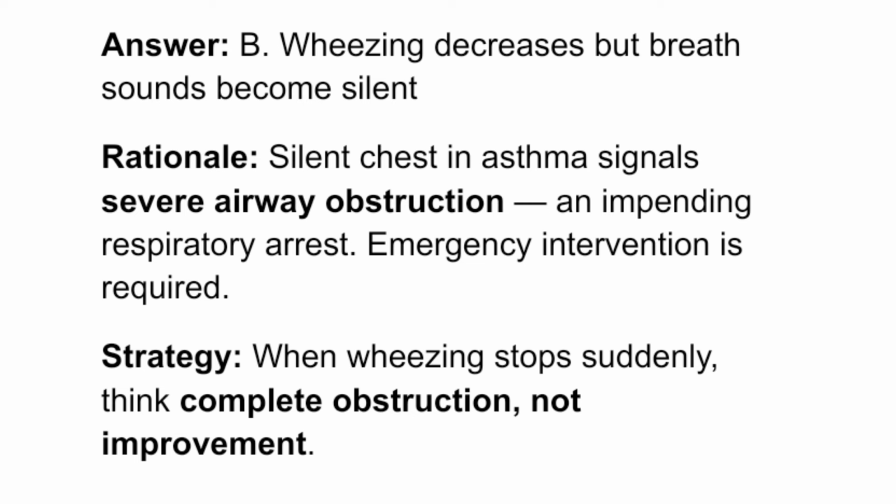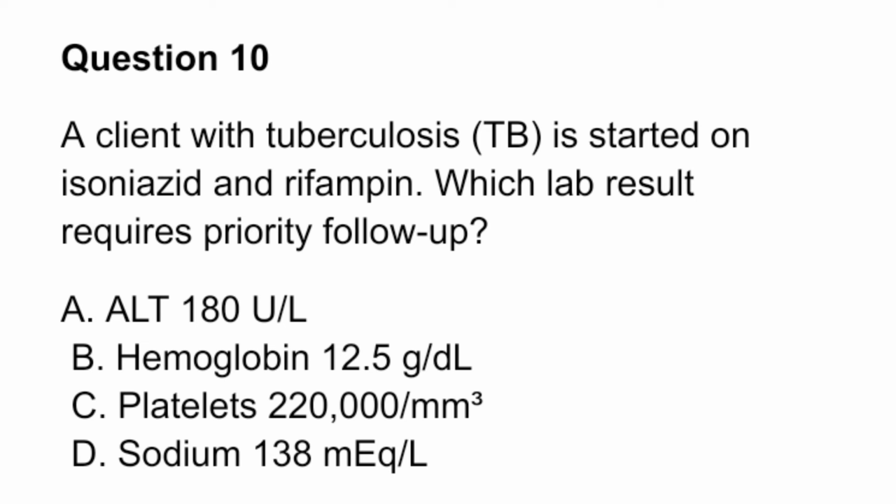Rationale: silent chest in asthma signals severe airway obstruction and impending respiratory arrest. Emergency intervention is required. Strategy: when wheezing stops suddenly, think complete obstruction, not improvement. Question 10. A client with tuberculosis, TB, is started on isoniazid and rifampin. Which lab result requires priority follow-up? A. ALT 180 U/L. B. Hemoglobin 12.5 g/dL.